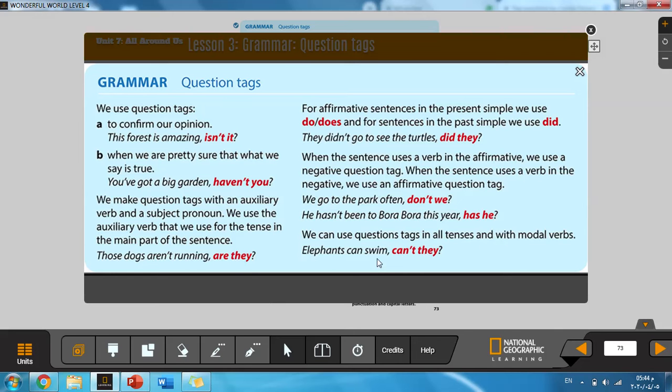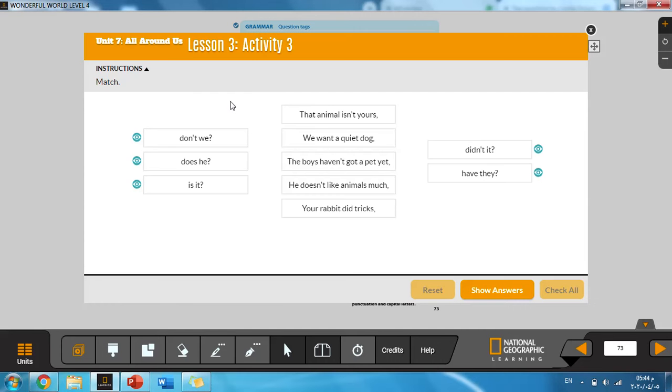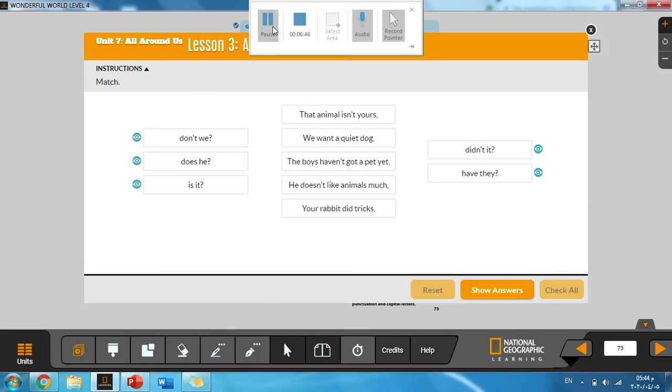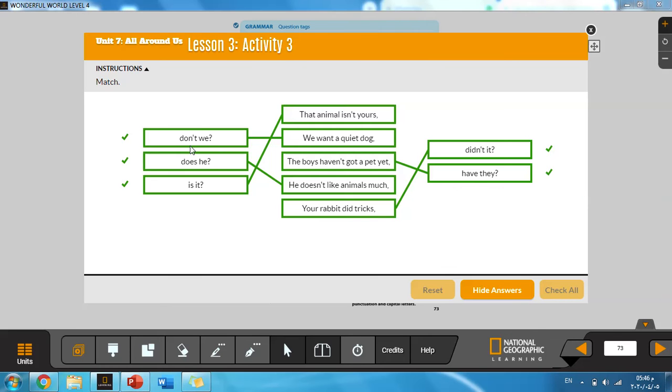Elephants can swim, can't they? The elephants swim, or can they not swim? So this is simply the question tags for today. Now let's take a look at the exercises we have here. Exercise 3. So let's take a look at this exercise.